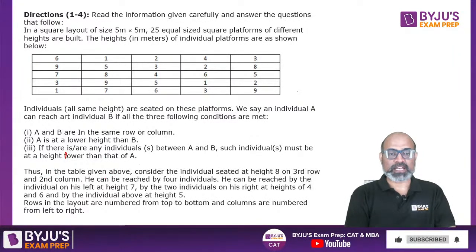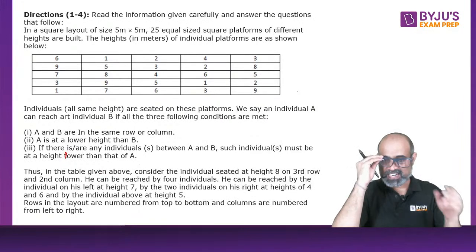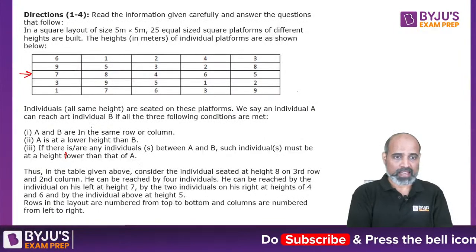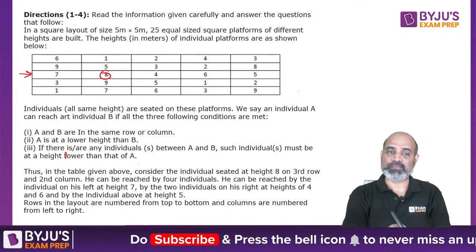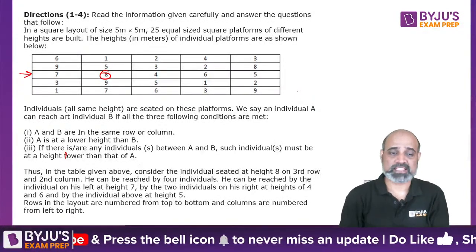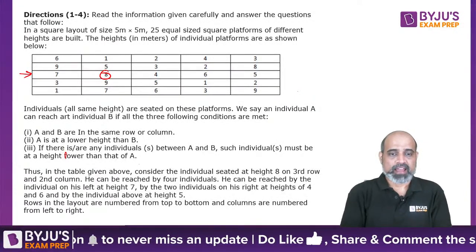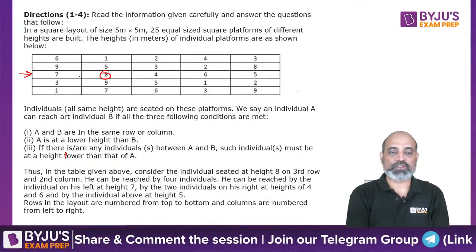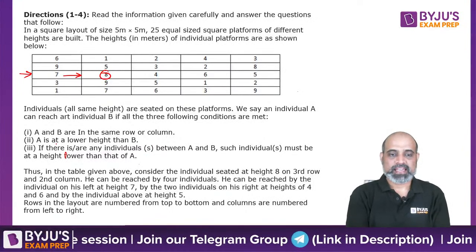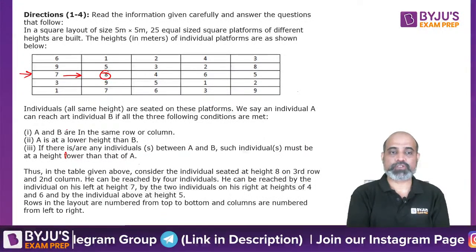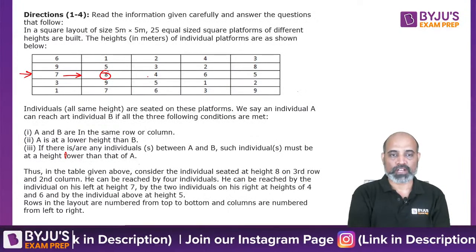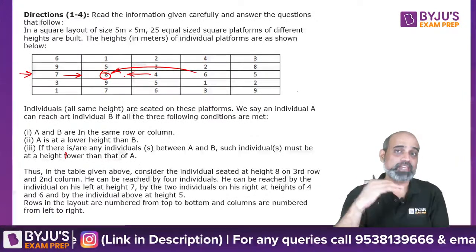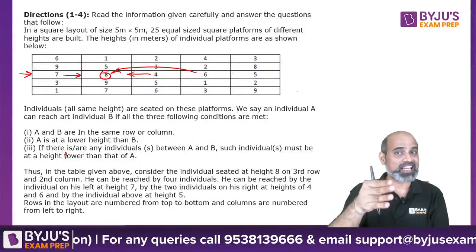So in the table given above, consider the individual seated at height 8 on the third row and second column. They have taken an example, this guy whose height is 8. He can be reached by 4 individuals. He can be reached by the individual on his left, from 7. He can be reached by 2 individuals on his right, at heights of 4 and 6. So 4 can reach here and 6 can also reach here, because if 6 wants to reach 8, he is going to cross 4, and 4 has a height lower than 6.